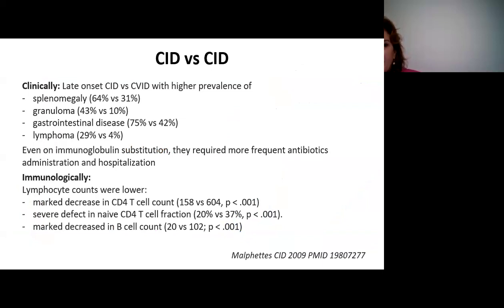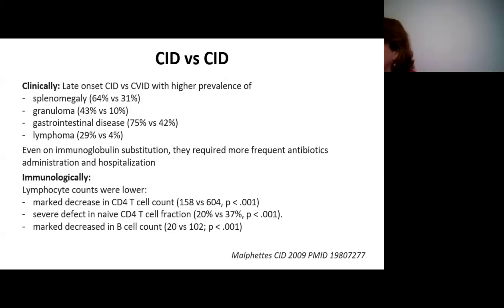So CID patients, unlike CVID, will have a higher likelihood of splenomegaly. So I recommend that in your CVID patients, you check for the size of the spleen. They can have granulomas in separate locations in the lung and other organs. Often they have gastrointestinal disease, autoimmune enteropathy, and lymphoma. And even on immunoglobulin substitution, they require more frequent antibiotic administration and hospitalization.